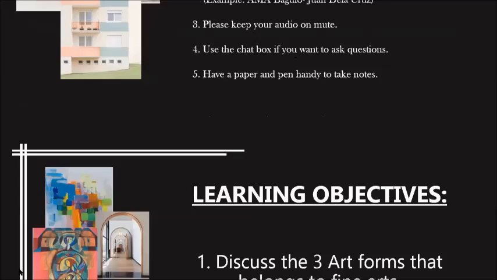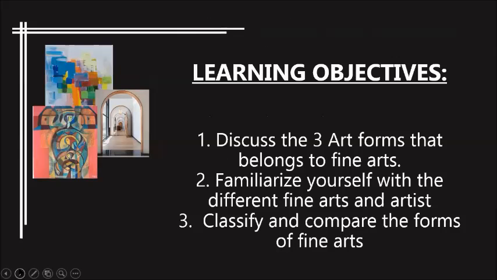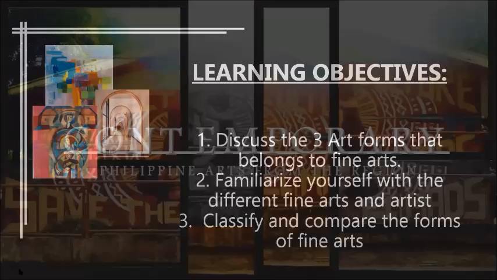So the learning objectives on today's lesson: we are going to discuss the three art forms that belong to fine arts, namely painting, sculpture, and architecture. You will be able to familiarize yourself with the different fine arts together with their artists. And also, we are going to classify and compare the forms of fine arts.